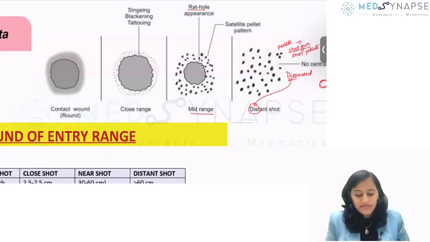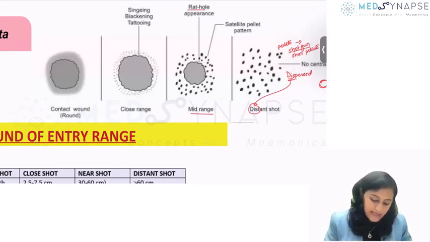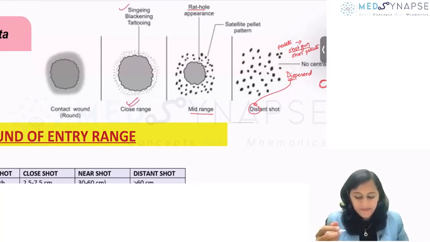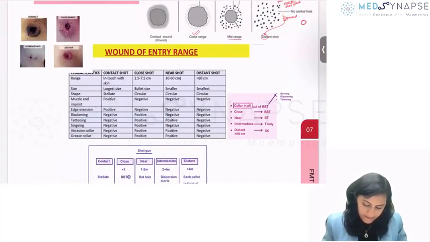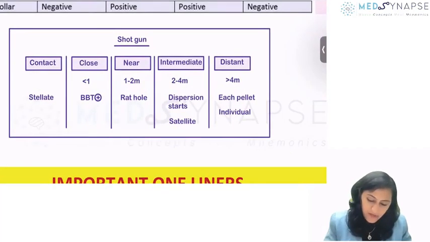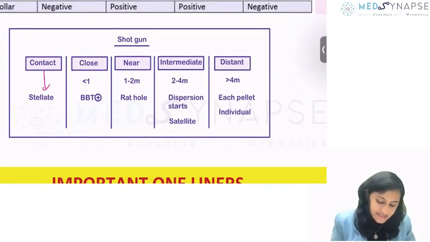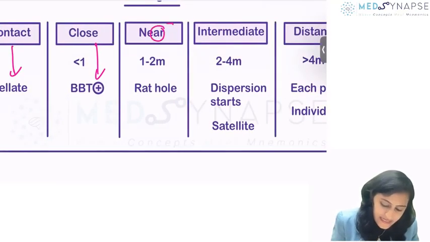Mid-range or near range. Close is close to everything. So you start seeing, this is where you have this one. Look at the shotgun. Contact is stellate, close has everything. Near is the one, read near ulta.